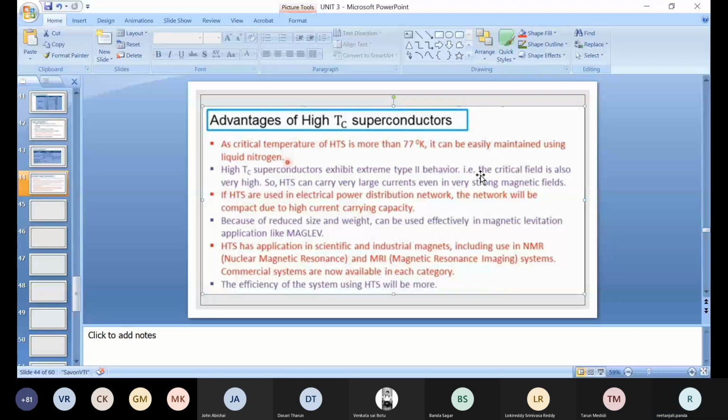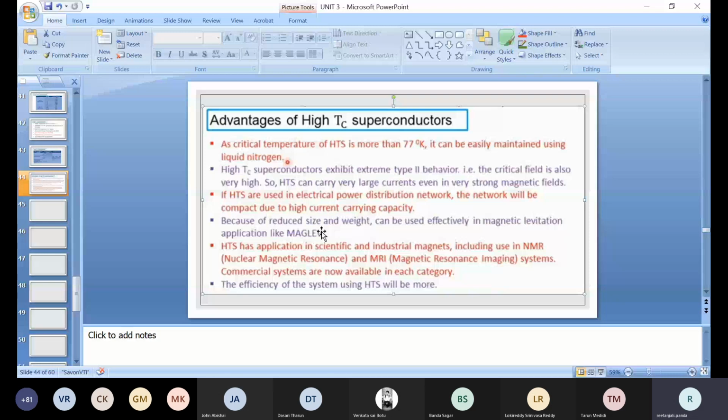We can use this type of superconductor, high TC superconductor, for power distribution networks, for high power distribution. What happens is we find more loss of power. But if we use this high TC superconductor, that loss will be very less because of its high current carrying capacity. And we can also use this in magnetic levitation. What is magnetic levitation? I will tell you in the application part.